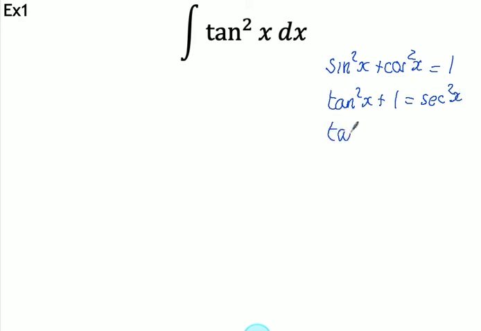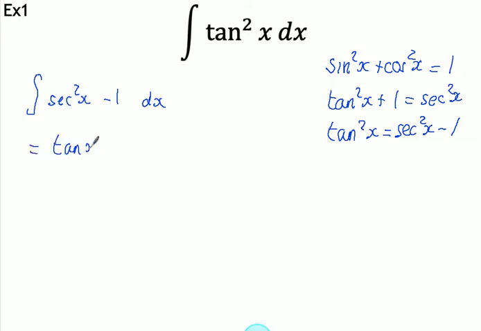Okay, so tan squared x is therefore sec squared x take 1. Rewrite the question. Now, does that help? Yeah, sec squared x is in the formula book. I can now write down the integral, plus c, of course. So the integral of tan squared x is tan x subtract x plus c.